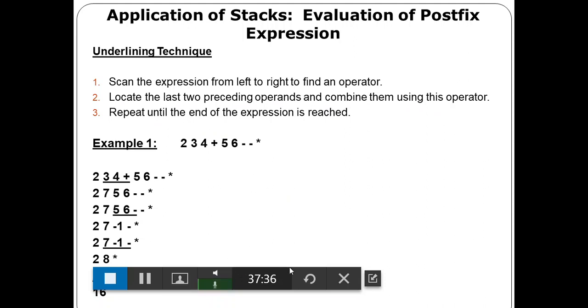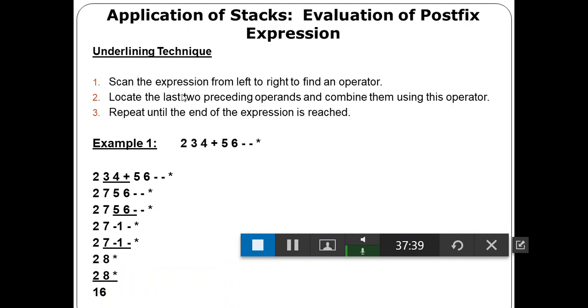Locate the last 2 preceding operands, the previous operands. You see here we have plus, so you have to find out the previous 2. What are the previous 2 operands here? 3 and 4. So apply 3 and 4 with this operator, this underlined one. So apply this 3 plus 4. What is it? 3 plus 4 is 7. So after you apply this, what happens now? You will get 2, 7, 5, 6 minus minus star.